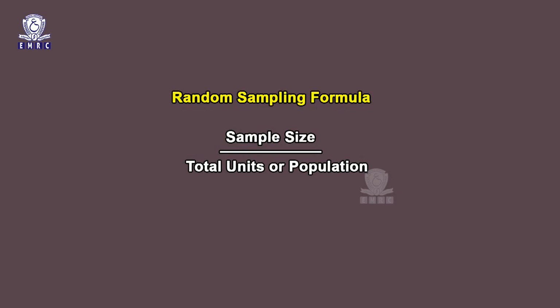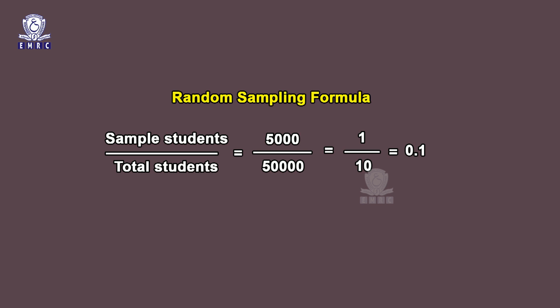The probability of each unit or number being selected in the simple random sampling method can be calculated by using the formula: sample size divided by total units or population. The electronic media want to know the perception of students on online teaching. For example, the total students pursuing a Bachelor of Arts course from Osmania University are 50,000, and the media wants to interview 5,000 students. The simple random sampling probability will be sampled students by total students, which is 5,000 divided by 50,000, which is 1 by 10.